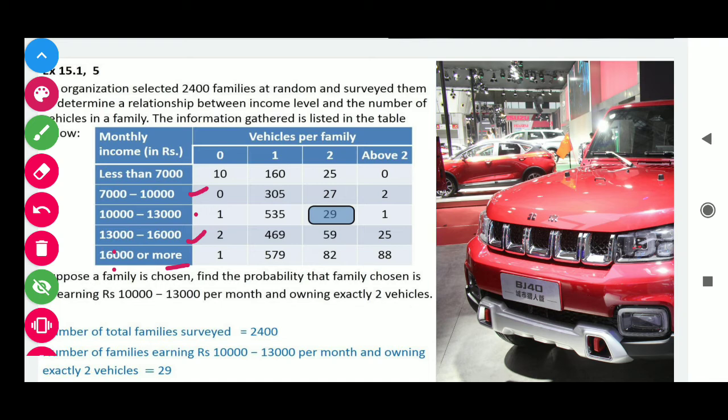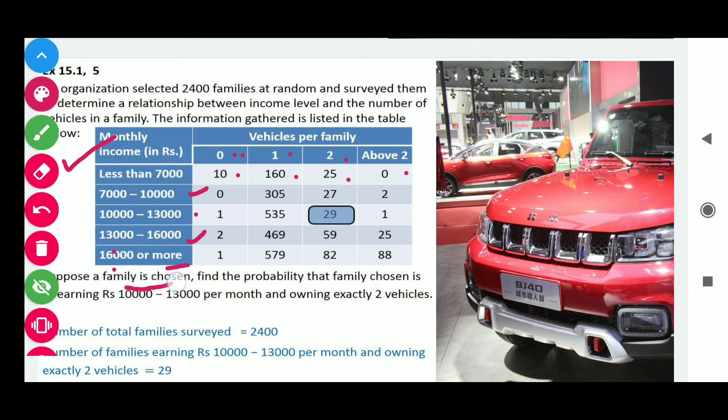So students, you can see here that for less than 7,000 monthly income, there are 10 with 0 vehicles, and 1 vehicle per family, 2 vehicles per family, how many such families are there? Okay, zero means the family does not have any vehicle. That means there are 10 families, and families that have one vehicle are 160, and families that have two vehicles are 25, and above 2 having no family, that is 0. So students, you can see the data information we have gathered here.